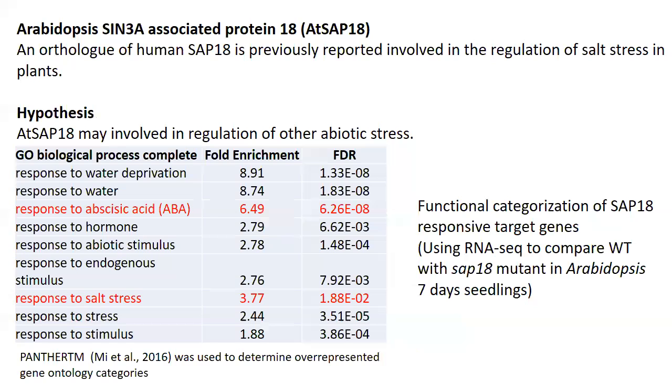So I did RNA sequencing to compare wild type and the CEP18 mutant in Arabidopsis 7-day seedling tissue. Comparing wild type and the CEP18 mutant, I have a gene list, and I did a GO term enrichment analysis. I found several over-represented categories, like I highlight in red, response to salt stress. This result is consistent with a previous report that the CEP18 mutant has a salt-related phenotype. I also found many other categories like response to hormone, response to water, and response to ABA. This led to my hypothesis that CEP18 is also involved in regulation of other abiotic stress.